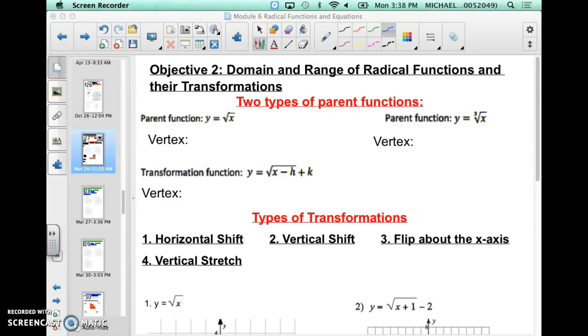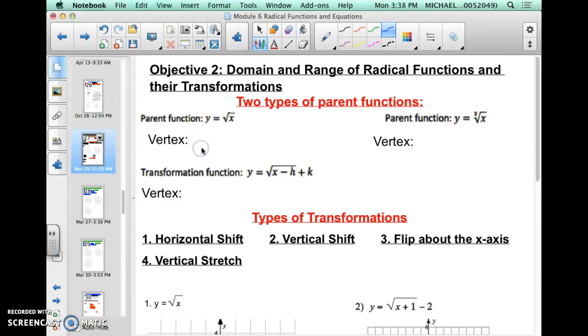In reference to both of those functions, if you remember, every parent function has the vertex 0, 0, where the x is listed first and then the y. So both of the vertexes of each parent function are 0, 0 for the square root of x and the cube root of x. You should have a familiarity with what the graph of both those parent functions looks like. I'm going to show you the graph again of y equals the square root of x, but remember, you can reference back to another objective to remember what the cube root of x looks like.